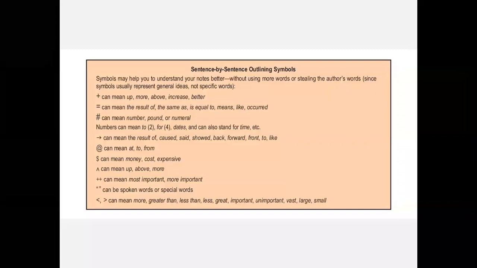And it will be a sentence by sentence outlining symbols poster. And it will have all of these symbols on it. One of the reasons why we always have students outline from a source before they write from it is because we want to get them one step away from the source, right? Moving them away from the source helps them not to plagiarize, right? Not to steal the author's words.